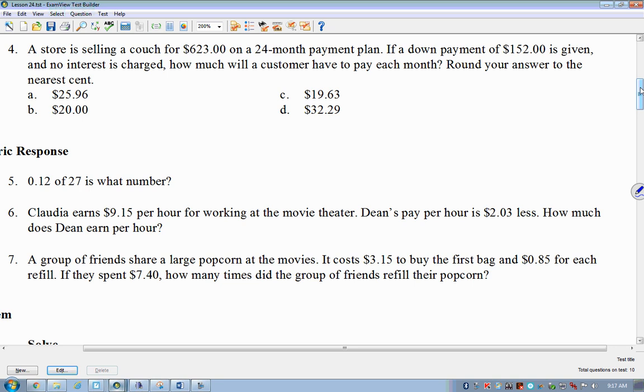Okay, so let's talk. You've got a couch, $623. There's a down payment because I don't have the full amount, right? So there's a minimum amount that I can pay the shop owner for him to let me go home with the couch. That payment is $152. I pay him $152 today, right? Of the $623 that the couch is worth. So what is happening with the 623? I'm subtracting $152.